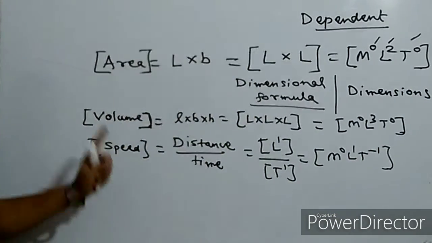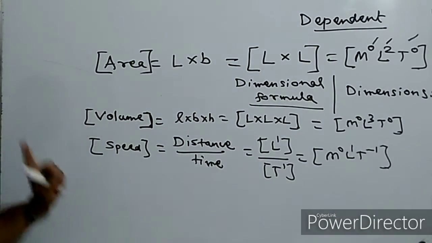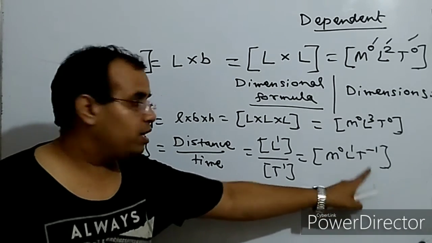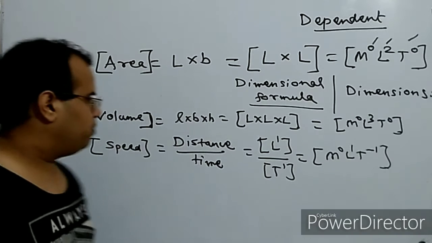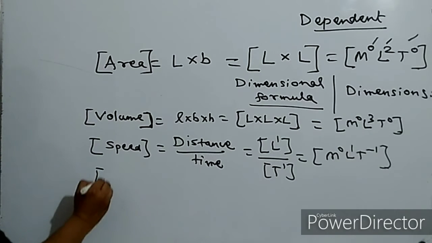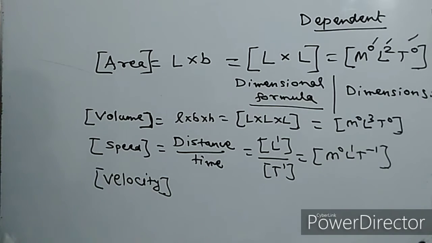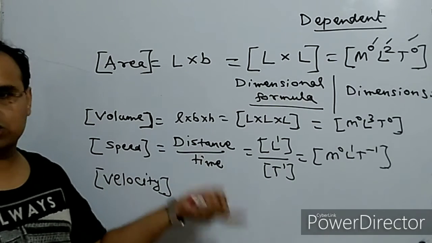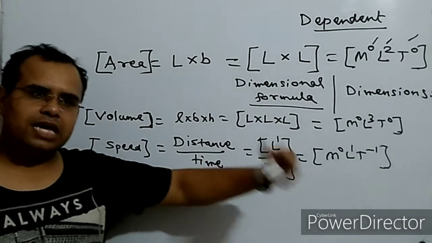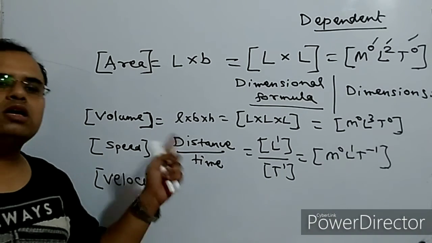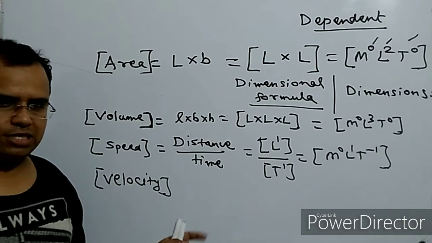And from here you get one more piece of information: the speed depends on length and time, but it doesn't depend on mass. Okay. Similarly, if you write velocity, you know that the formula of velocity is displacement upon time. Displacement is also length. So you will get the same dimensional formula for velocity as you got for speed. The same dimensional formula is there.